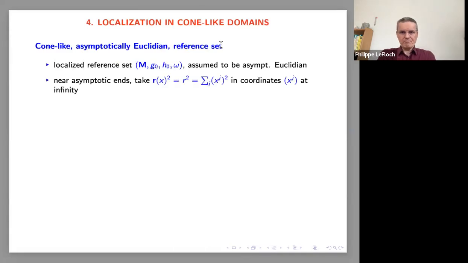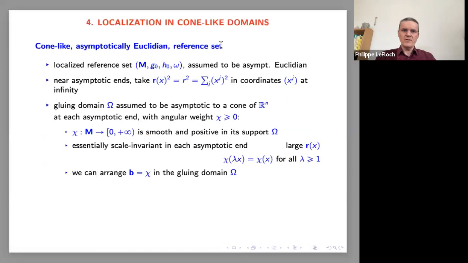Okay, so I'm moving to the second result, which is to now apply this parametrization in a given situation of cone-like domains. What I'm describing on the screen is a little bit more general than the cone. I mean, it's definitely more general. So we have these assumptions that our localized reference is asymptotically Euclidean. At each asymptotic end, you can define the radius that I had defined before. You can make it coincide with the radial distance in these coordinates.